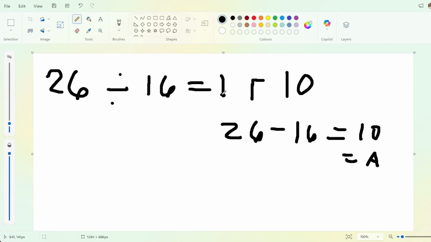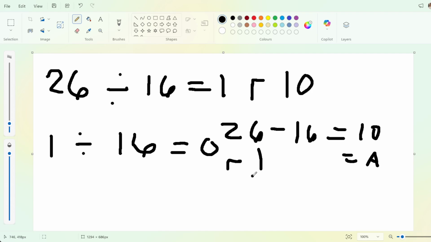Now, for our new quotient, which is 1, we divide it again by 16. Well, 1 divided by 16 is 0, and we will be left with a remainder of 1. Since our quotient now is 0, we stop and we read our remainders from the bottom to up.